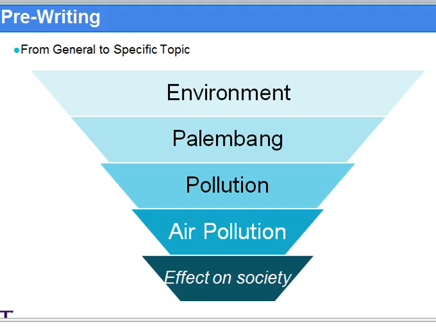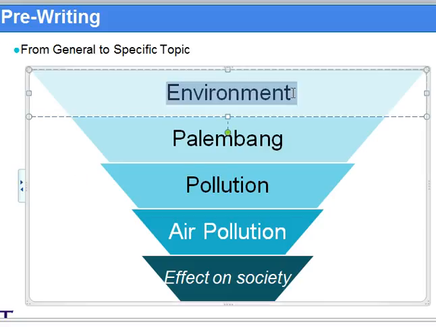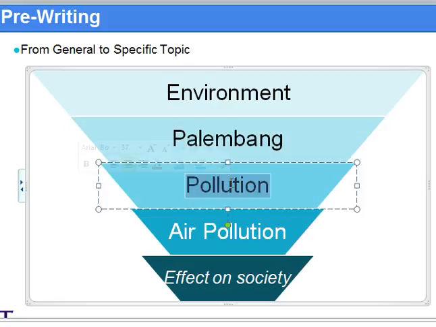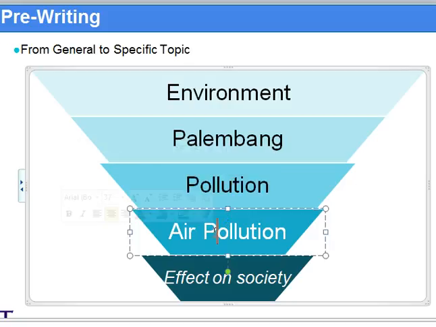Before you write, you have to start thinking of the general topics that you have, and then you have to narrow it down. I'm going to give you an example here. For example, if you have to write about environment, then it's too general. Okay, I'm going to write environment, for example, then I'm going to write that about Palembang. There are a lot of environmental problems in Palembang. I'm going to narrow it down into pollution. I'm going to narrow it again into air pollution, not other types of pollution. I'm going to stress the effect of the air pollution on the society.